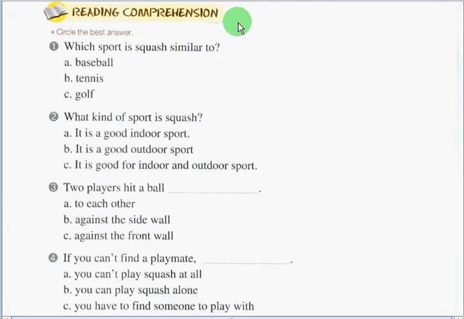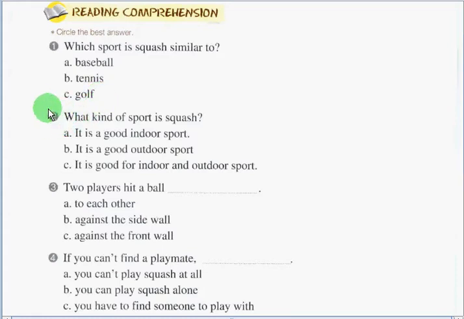In this part, we will test how you understand the passage. So I will read it for you, as well as the choices, and then I will give you some time to think about the best answer. And after that, we will answer it together. Are you ready now? So let's start on number 1. Which sport is squash similar to? A. Baseball. B. Tennis. C. Golf.